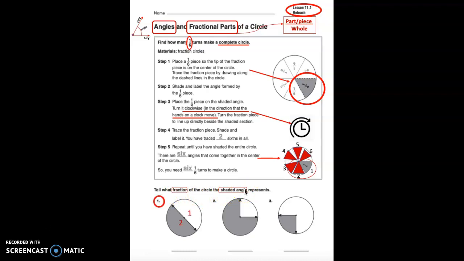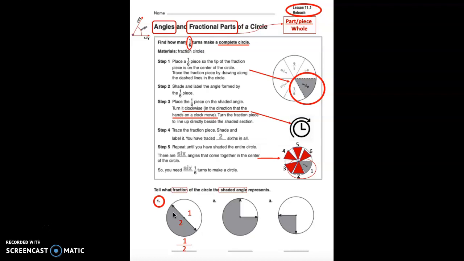Let's take a look at number 1. As you can tell, number 1 is divided into 2 equal pieces. And you see I've labeled them, 1 and 2. We know that if there are 2 pieces that make up a whole, our denominator is going to be 2. Now we're looking for the shaded angle. How much of the circle is shaded? Let's take a look. 1 piece is shaded out of the circle. So my numerator is going to be 1.